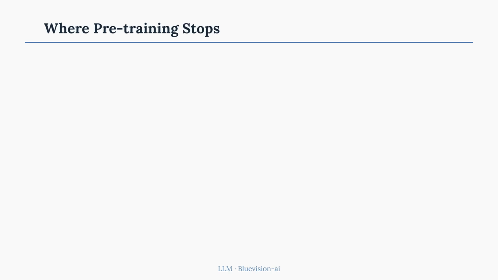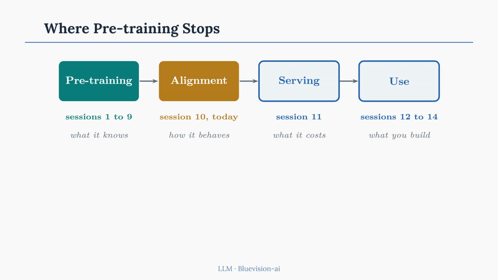Before we start, let's put this session where it belongs. Every model that reaches a user goes through 4 stages. Pre-training decides what it knows, and that's sessions 1 through 9, all behind us. Serving decides what it costs to run, which is next session. Use takes the last 3 sessions of the course. Today is the second one, alignment, which decides how it behaves.